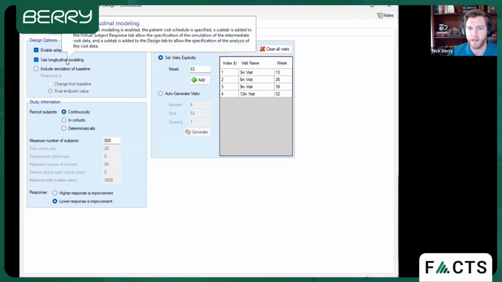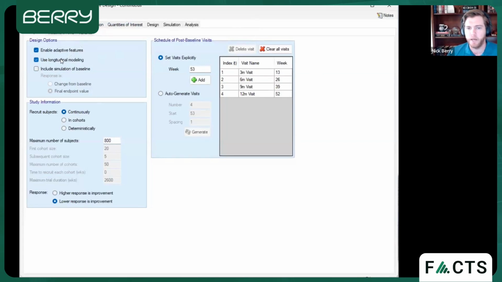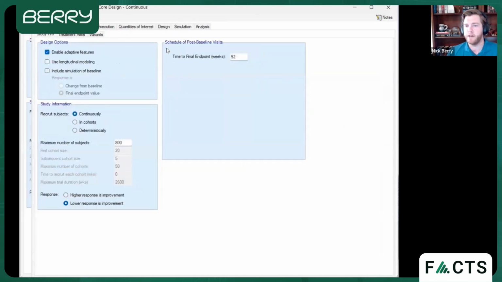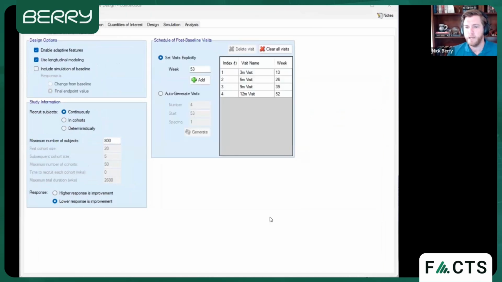Self-explanatory. It does quite a few things. It turns a bunch of stuff on. The most apparent thing is that I don't want to click the button because I have results saved, so I don't want them to delete. The most apparent thing that it does when you click this is that it creates this grid here. Instead of just having a time to final endpoint, now I have a visit schedule.